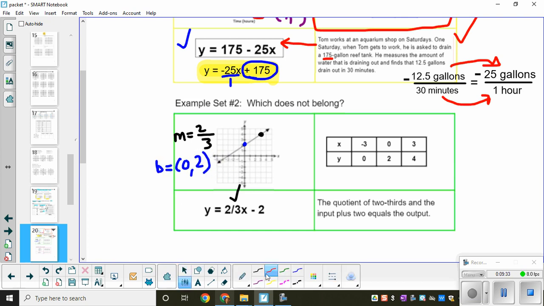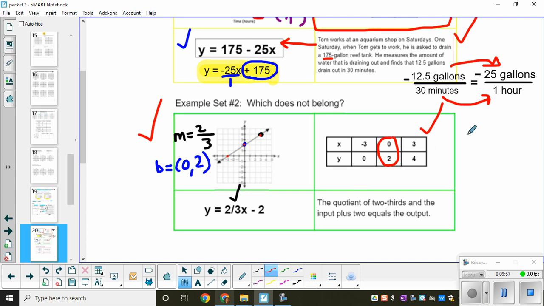Here we go. All right, so the first point, I'm going to move back 3 and then not up or down. So back 3 is on the line. 0, 2 is right there on the line. And if I go over 3 up 4, I'm on the line. So this matches this. We even see the y-intercept right here. There's the y-intercept. And it's at the 0, 2, so it matches.